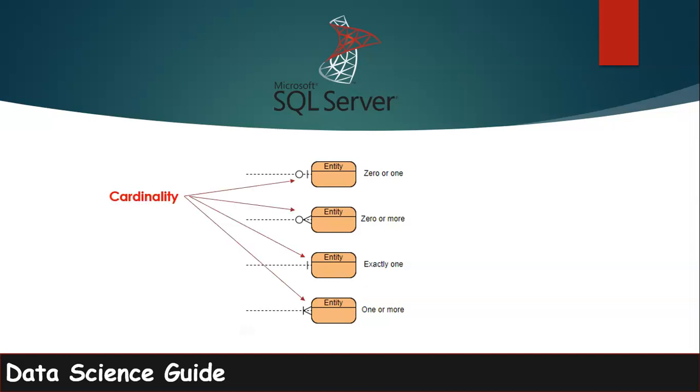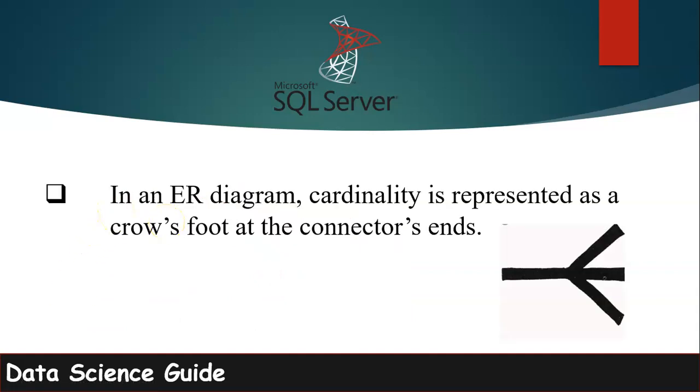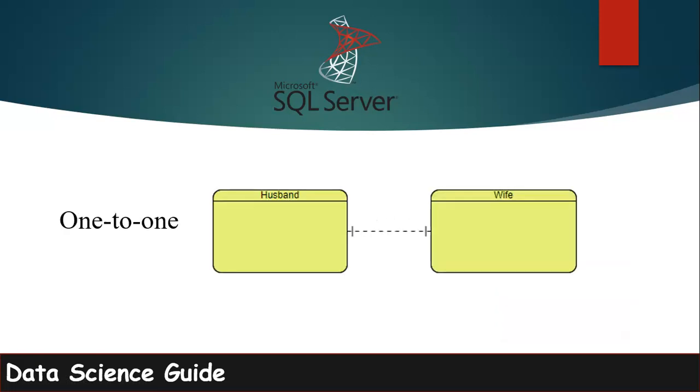And we call these different types of relationships cardinality. In an ER diagram, cardinality is represented as a crow's foot at the connector's end. So at the connector's end, the right side, we can see a crow's foot that represents the relationship. And we are going to understand these relationships in the coming examples.